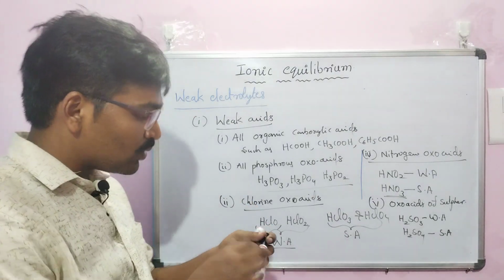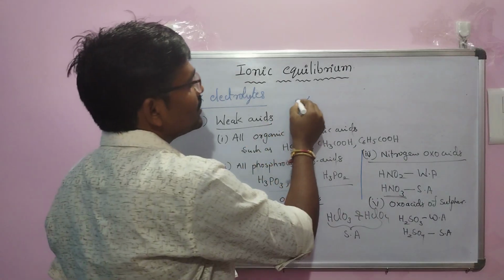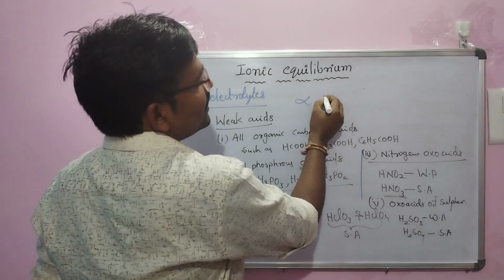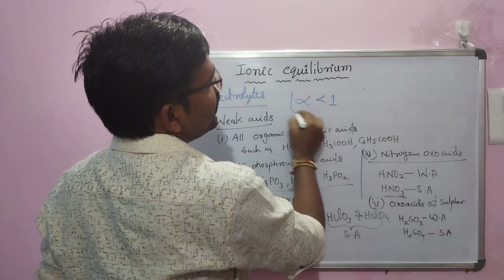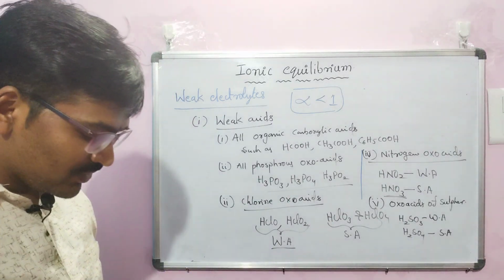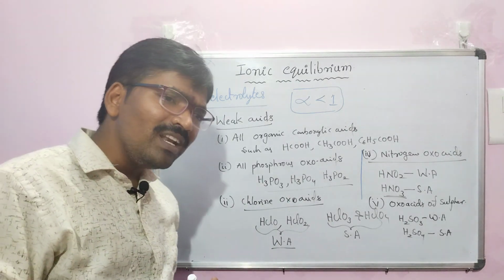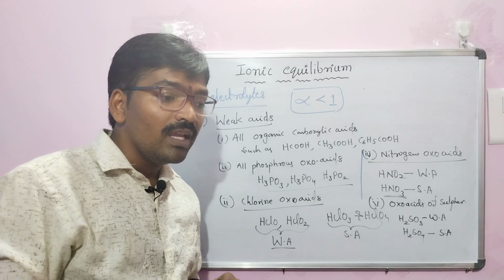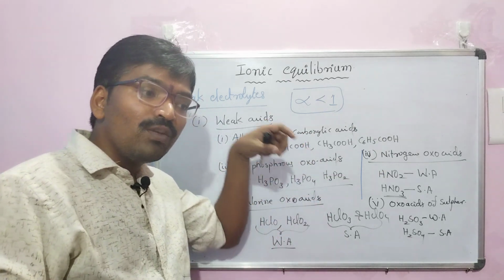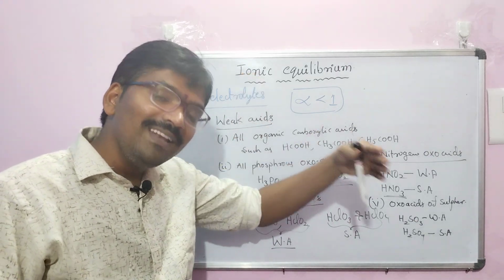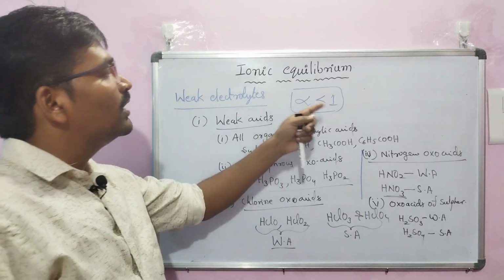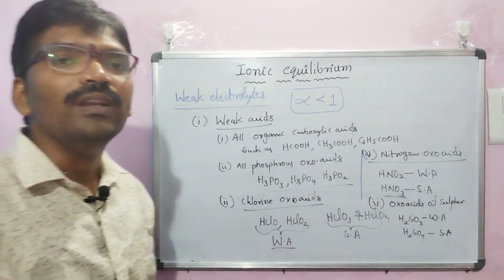For weak electrolytes, the degree of ionization or degree of dissociation is less than 1. It is very, very important. Less than 1 means that a molecule is not completely ionized; only some percentage of it is ionized. That is what we call less than 1.